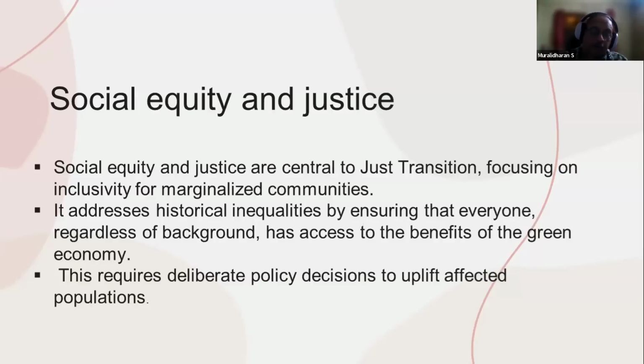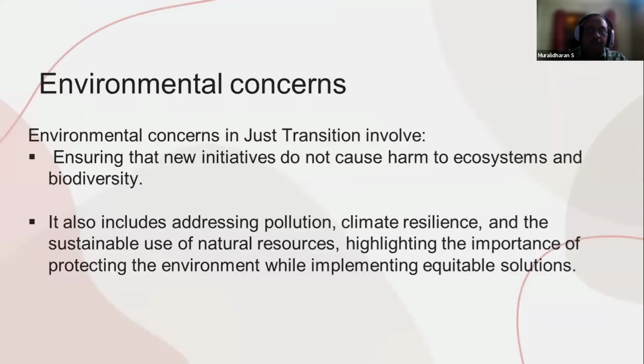Be it a poor person, be it a forest dweller, or be it an urban engineer or anybody, well-to-do or not well-to-do, everybody is able to enjoy the benefits. And this requires deliberate policy decisions to uplift the affected population. So the policy that is framed cannot be just for a transition, but it must also enable those people below to be uplifted, the populations affected because of the climate change crisis.